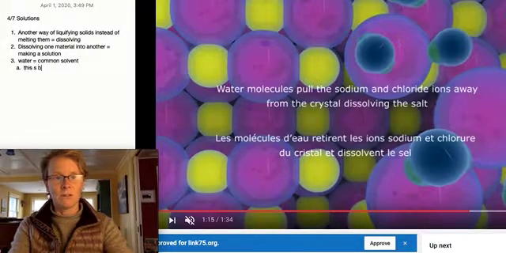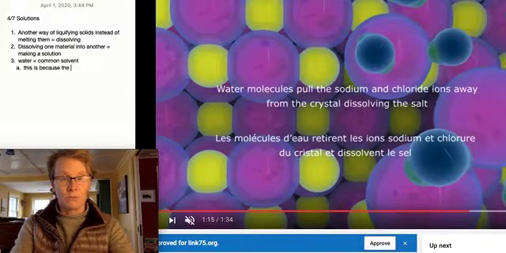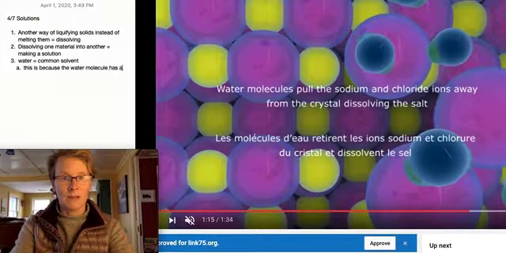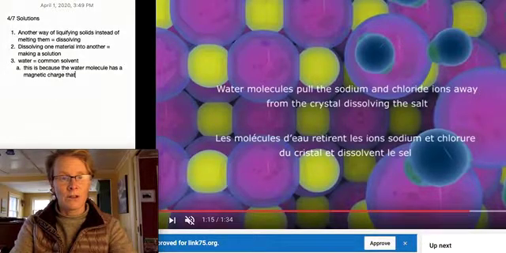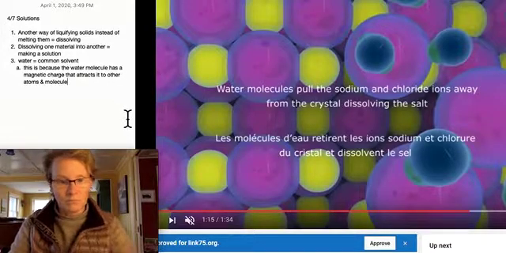This is because the water molecule has a magnetic charge that attracts it to other atoms and molecules. And that is part of the reason for that.